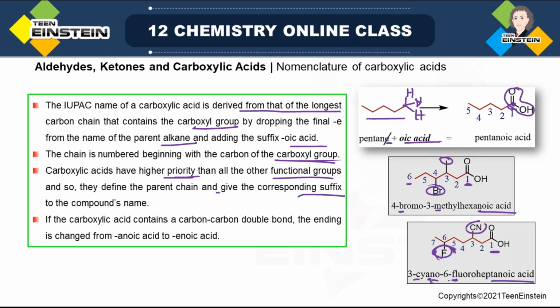If in the molecule you also have a carbon-carbon double bond, then what will happen? In these examples, there is no CC double bond, so all are basically alkane derivatives. But if it is an alkene derivative, the ending will change from anoic acid to enoic acid. In all these examples, you see the ending is anoic, but now it will be enoic. Enoic in the sense that it comes from ene.